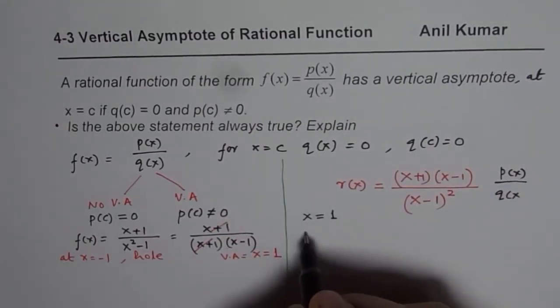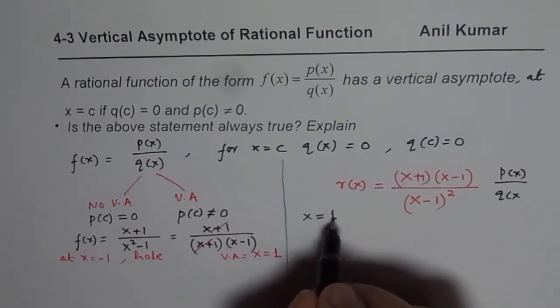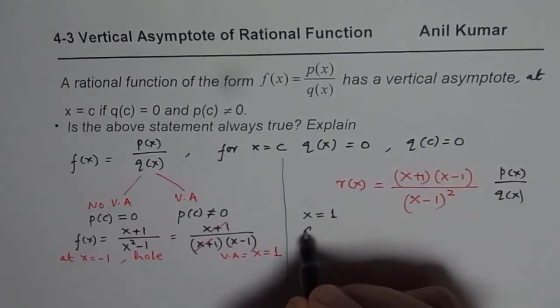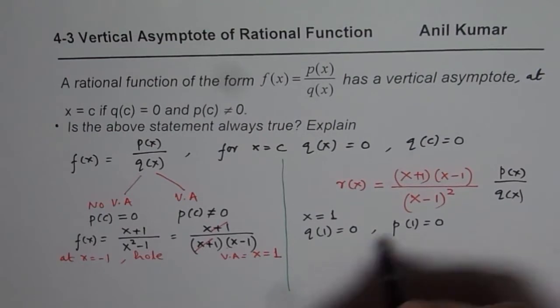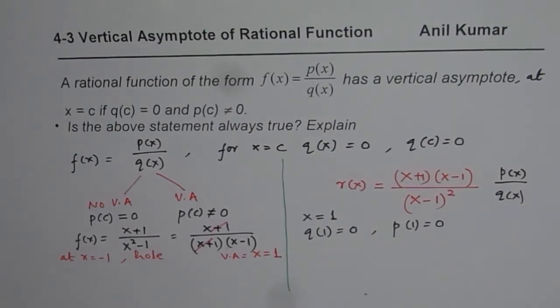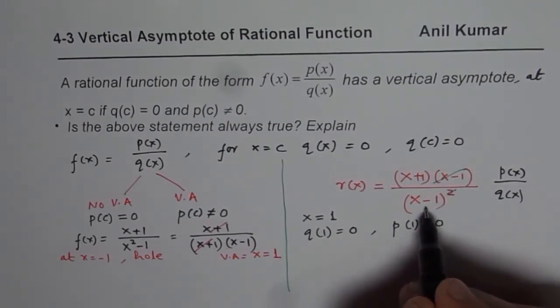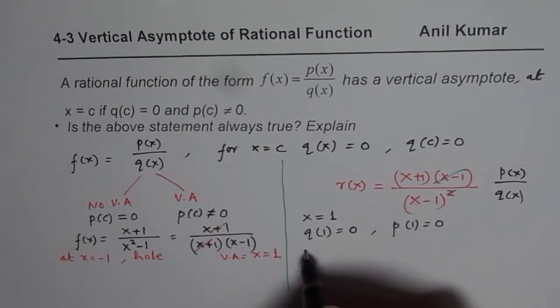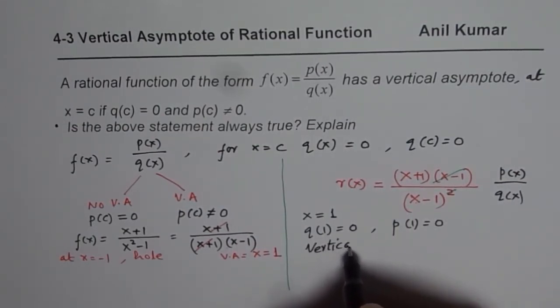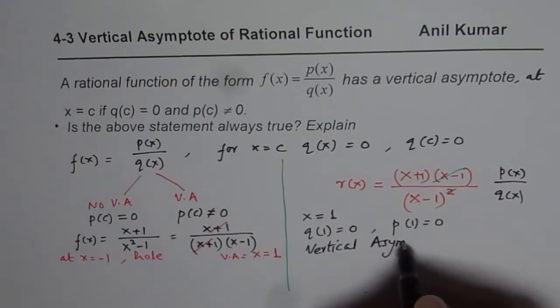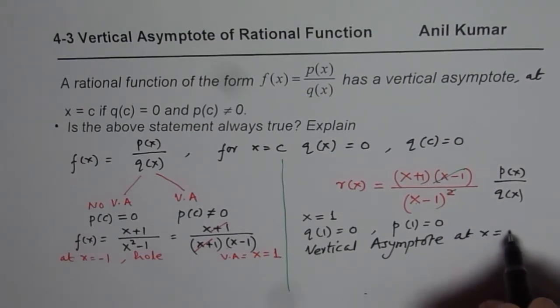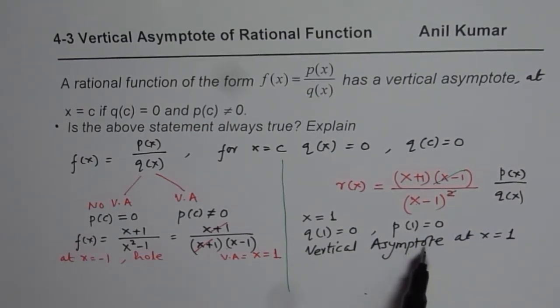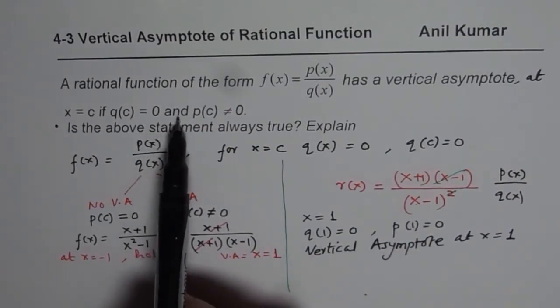So what we see here is that at x equals 1, q of 1 is equal to 0 and p of 1 is also equal to 0. What really happens here is one of these factors gets cancelled off. But even after cancelling, we have the denominator x minus 1. So we still have a vertical asymptote at x equals 1. Do you see that? So this example contradicts the statement given to us.